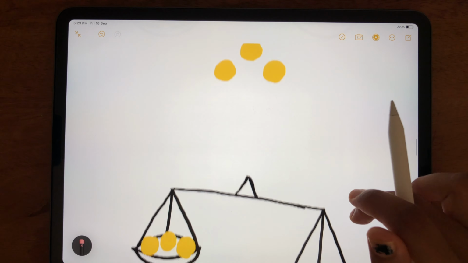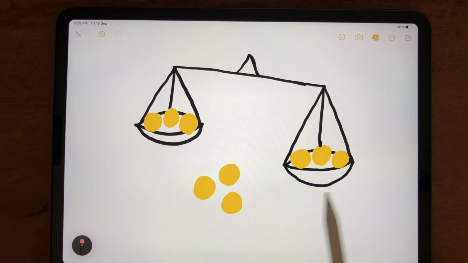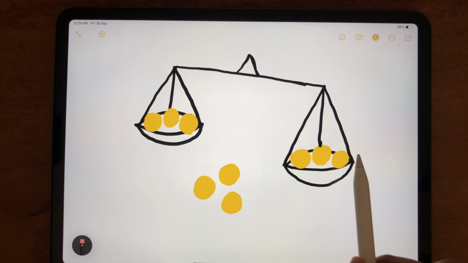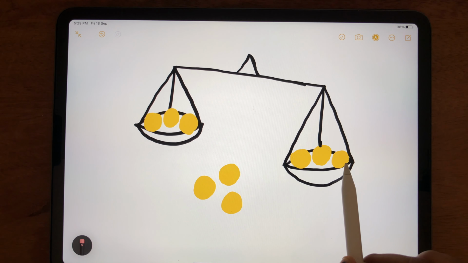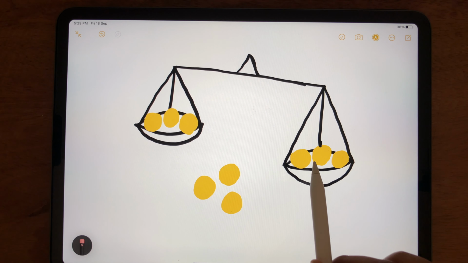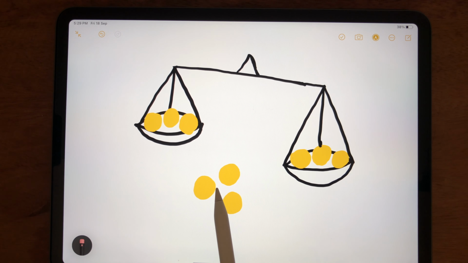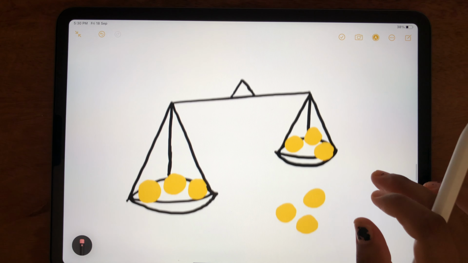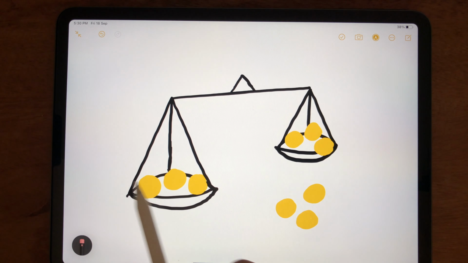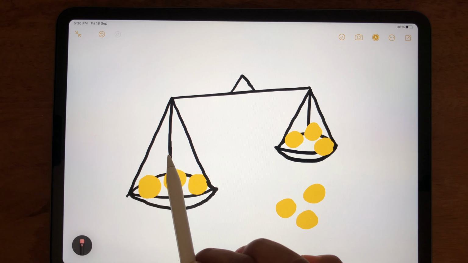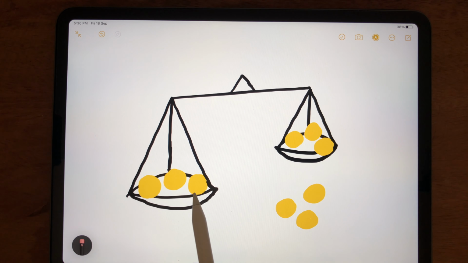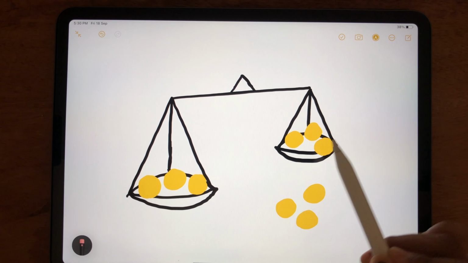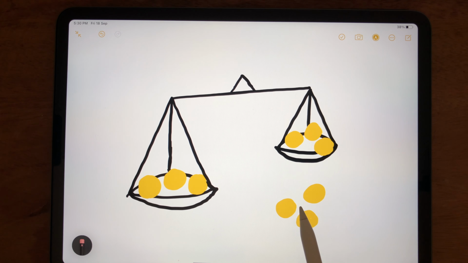But what if the weighing scale goes down on one side, like this? It means that this group has the heavier ball. Out of these 3 balls, one ball is heavier, while these 2 groups have balls of the same weight. The third scenario is that the weighing scale goes down on the left side. It means that the group of these 3 balls has the heavier ball among them, while these 2 have balls of the same weight.